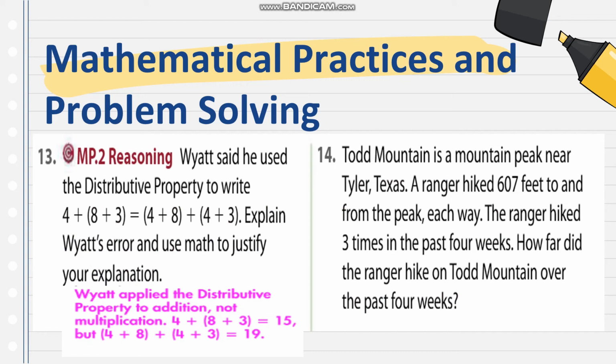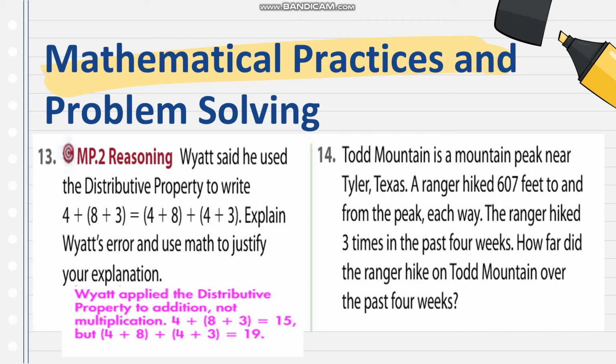So 4 plus 8 plus 3 is equivalent to 15, because 8 plus 3 is 11, plus 4 is 15. But 4 plus 8 plus 4 plus 3 is 19, because 4 plus 8 is 12, then 4 plus 3 is 7. So 12 plus 7 is equivalent to 19.